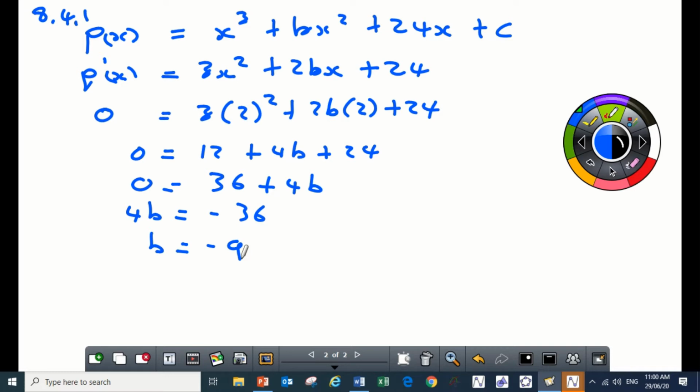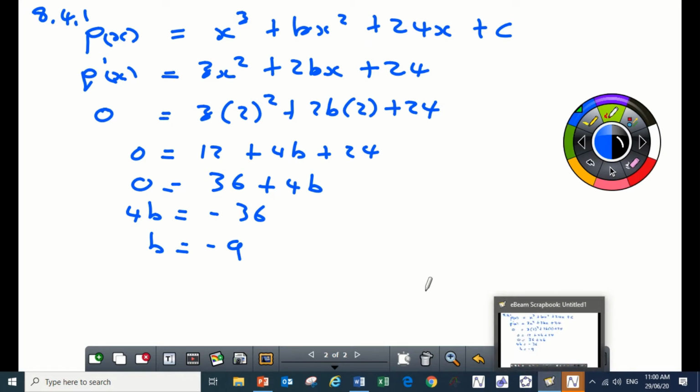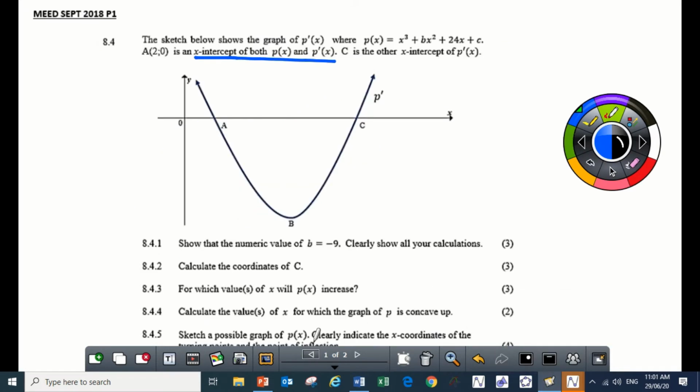So that's how we actually approach the question. And one of the reasons is to eliminate that c, because the moment we have got two unknowns, it means we need to formulate two equations, and that can complicate things. All right, so that's how we got the minus 9. In the next question, calculate the coordinates of C.